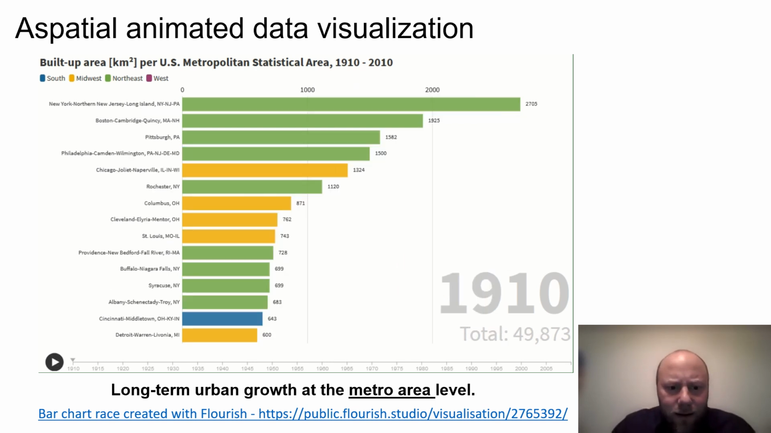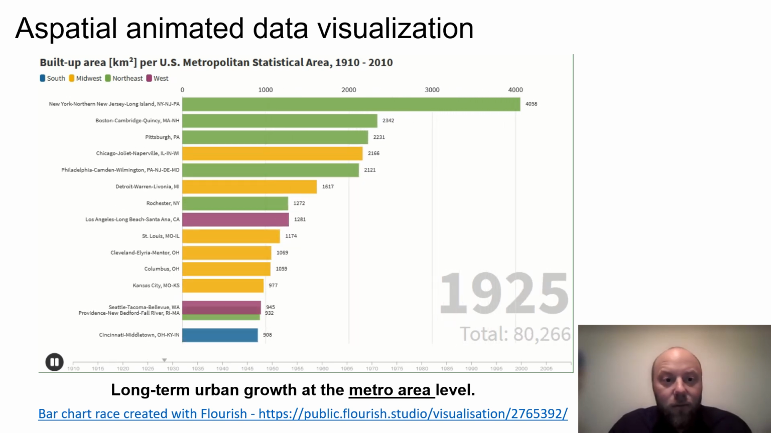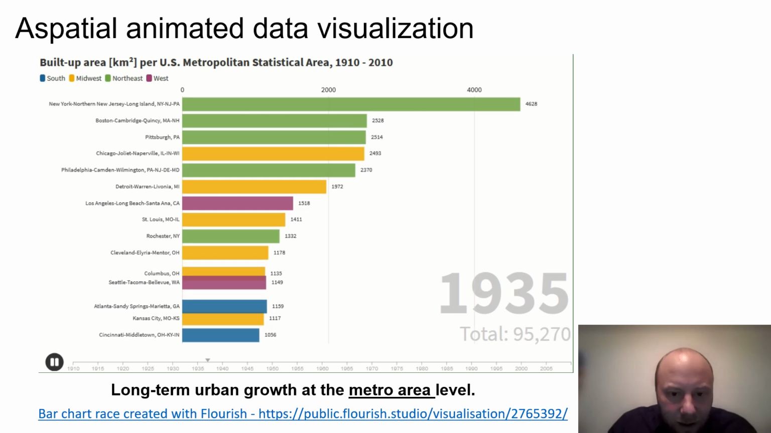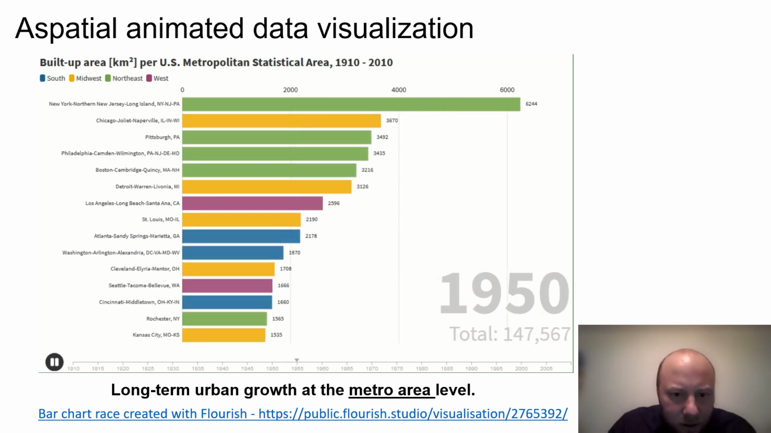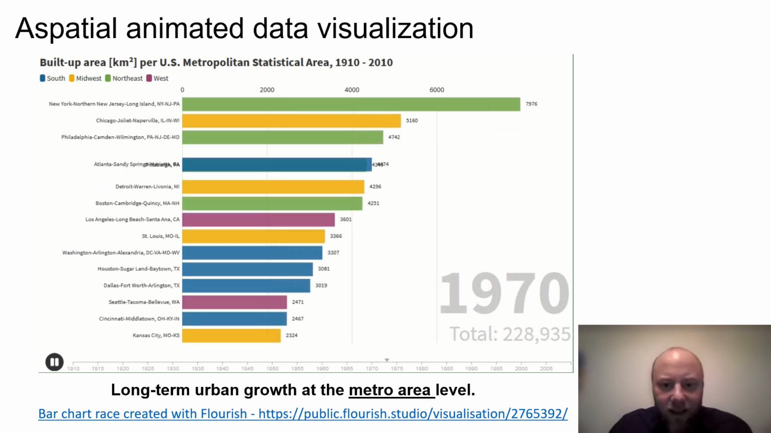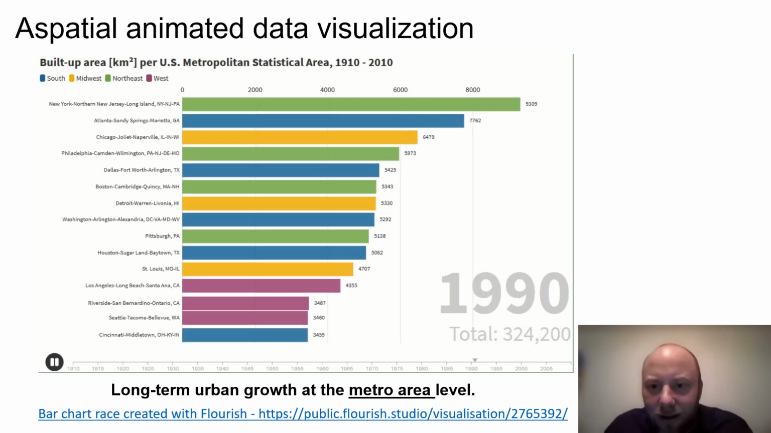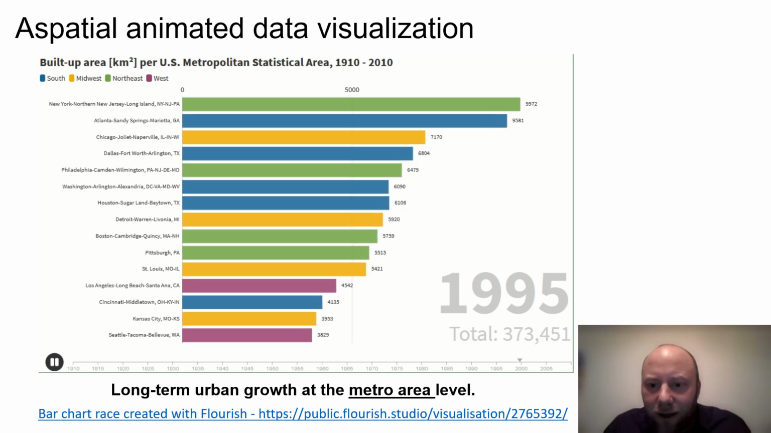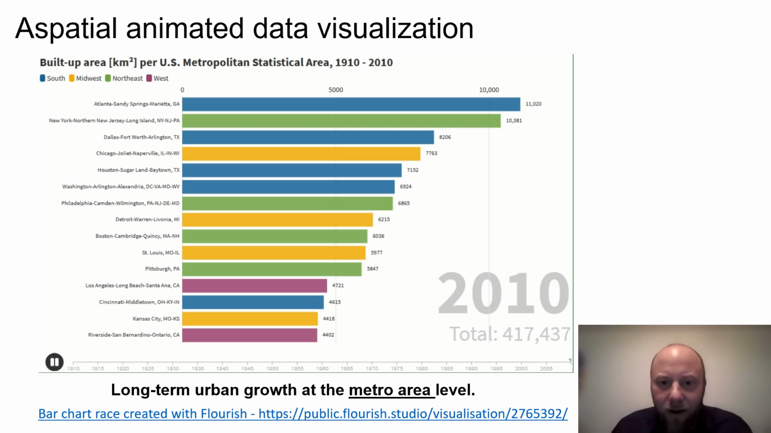And I think the interesting thing here, can we watch this again? Yes, is that by 1910, New York metro area was the largest one in terms of built-up area. And then you can see how Atlanta, which is this one here, actually moves to the top 10. I think it is top 15 that we see here. And then it really jumps up, and at some point it passes Chicago, and now in 1995 or 2000 it actually passes New York in terms of built-up area.